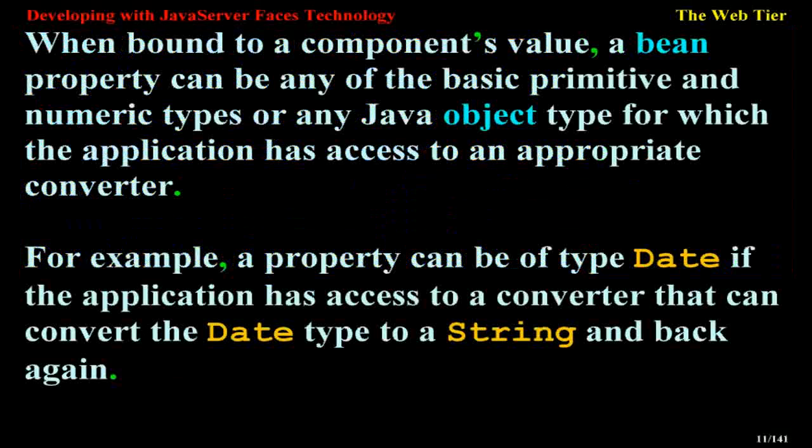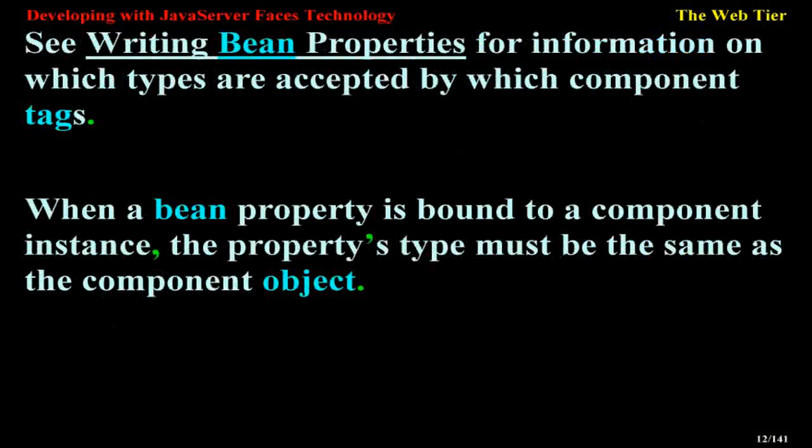When bound to a component's value, a bean property can be any of the basic primitive and numeric types or any Java object type for which the application has access to an appropriate converter. For example, a property can be of type Date if the application has access to a converter that can convert the Date type to a string and back again. See Writing Bean Properties for information on which types are accepted by which component tags.